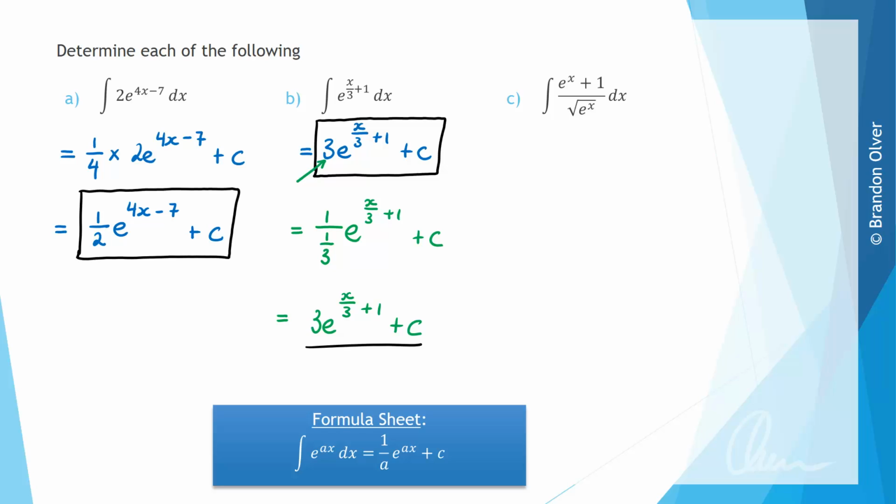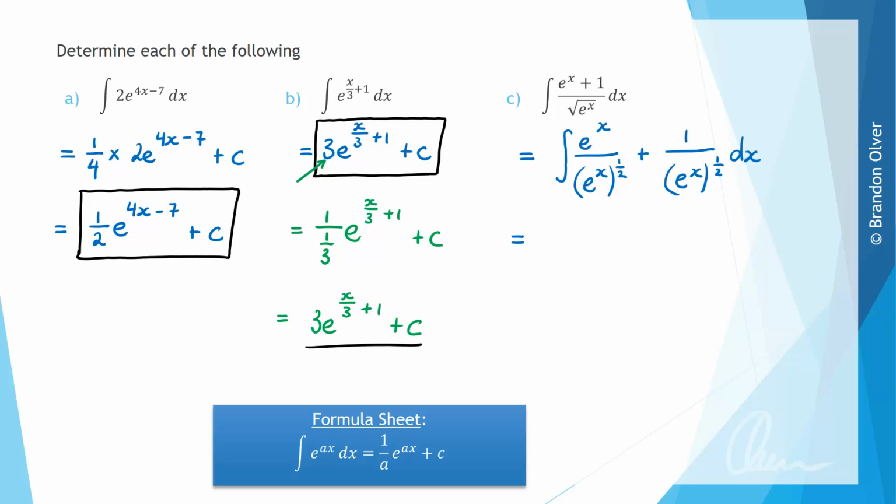For part C, we're going to have a step in between this expression and actually being able to use our formula. We're going to separate out this fraction into e to the power of x divided by e to the power of x's square root, which is the same as e to the power of x to the power of a half, plus 1 divided by e to the power of x to the power of a half. That power of a half is the square root that's appearing in the denominator. And we're going to integrate all of those with respect to x.